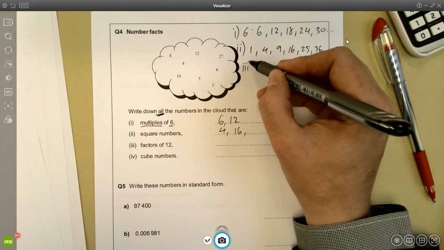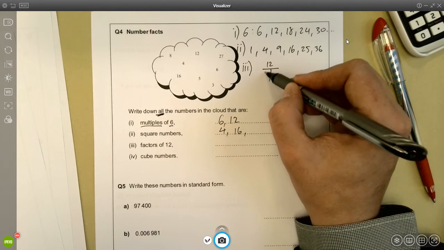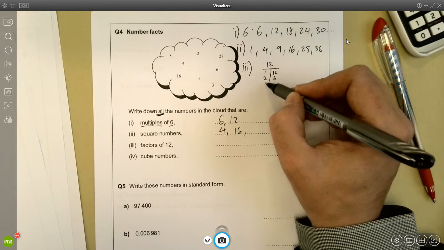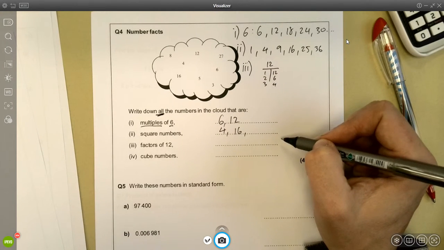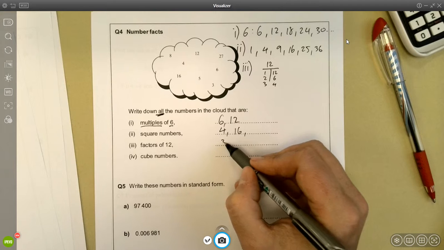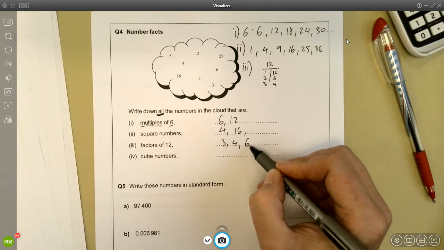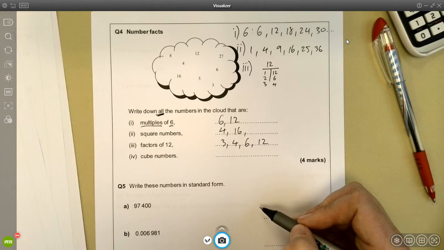Okay, factors of 12. So for part 3, we look at the factors of 12. 1 and 12. 2 and 6. 3 and 4. Which are in there? Well, we've got 3, 4, 6, and 12 in there.